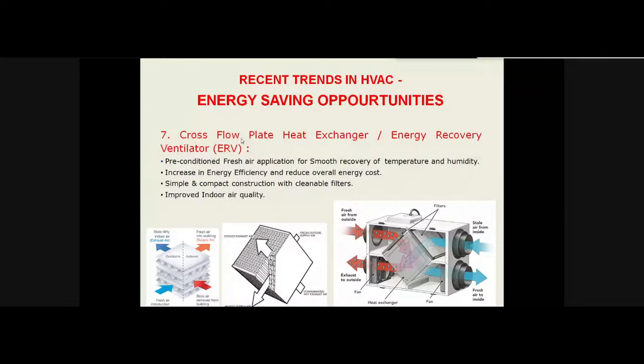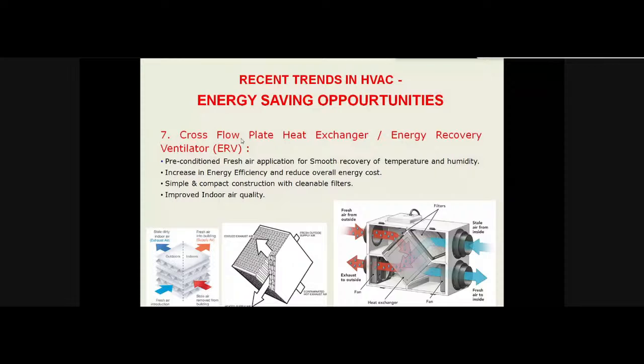This is the one, with the help of filters. So whatever we have seen, the stale air coming from the room is sent out, and the fresh air coming in exchanges the energy, and it enters your equipment or the room. So this is another example we have seen, after the energy recovery wheel. This is the energy recovery ventilator with the help of a cross flow heat exchanger.